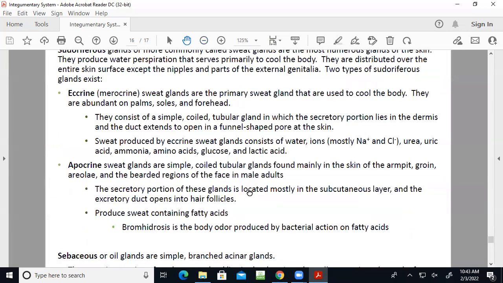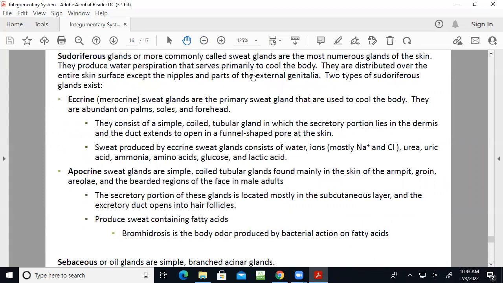Okay, let's start with sudoriferous glands. Once again, we commonly call these our sweat glands, most numerous glands of the skin. So sweat is going to be the biggest product released by our skin. They produce a water perspiration that serves primarily to cool the body. We all know sweat helps keep us cool, and that's why we do it when we get hot. We find sweat glands over the entire surface of the skin except the nipples and parts of the external genitalia. And two types of them exist, eccrine and apocrine.